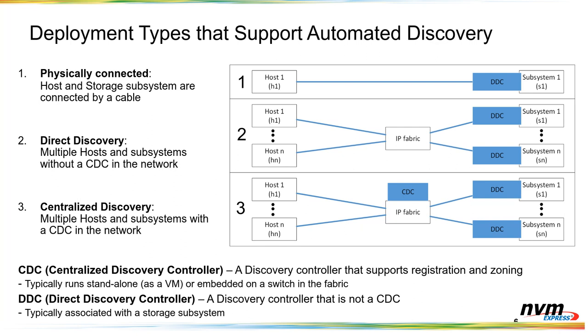And then the third type of deployment that we wanted to support was this centralized discovery concept, where multiple hosts and subsystems will interoperate with a centralized discovery controller. And you can get this concept of end-to-end discovery automation, where each host can access the subsystems it's supposed to and only those subsystems. So those are the three basic deployment types. And we were successful in getting support for all three of these deployment types added.